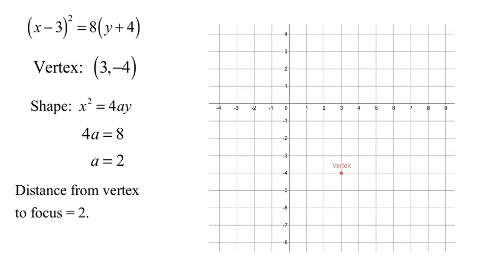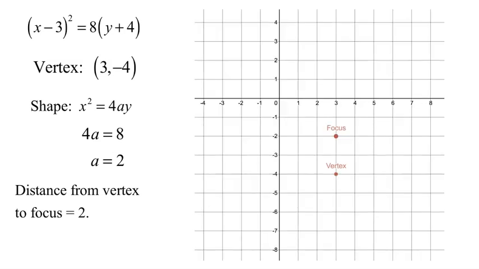The distance from the vertex to the focus is 2, which will again put me 2 units above, at 3, negative 2, where the focus is. The directrix has got to be 2 units the other direction. So you'll notice this distance is 2. So we're going to drop to the other direction, 1, 2. This horizontal line will be y equals negative 6.